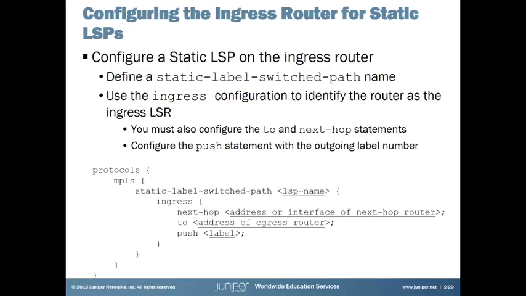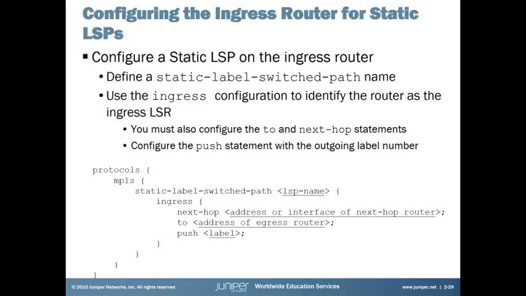So we have the name, ingress, and we have the next hop, the address or interface of the next hop router, and the address of the egress router. This is where we set up the end of the path as well. We're doing all this on the ingress router. So we're setting up the next hop. What is the last router? What is the end of the path? Where are we heading? We know it starts here. Where does it end? And what is the label that we're putting on this path?